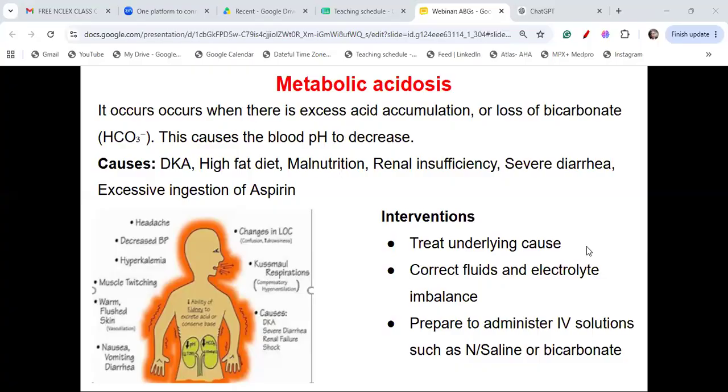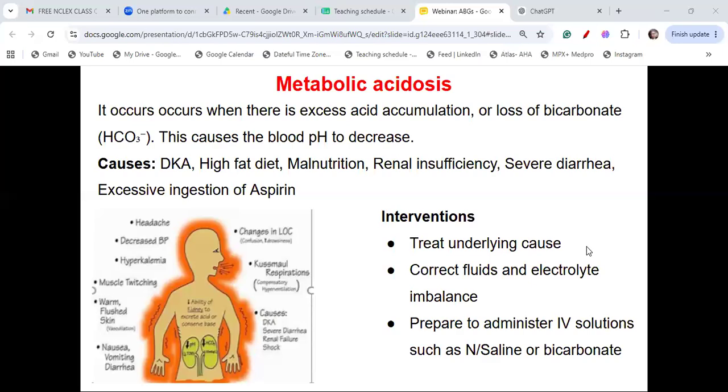Renal insufficiency, whereby the kidneys are not able to excrete hydrogen ions. Again, that is the same issue. Severe diarrhea, where there is loss of bicarbonate. We also have excessive ingestion of aspirin. But one thing about aspirin that you need to note is that early on, it causes hyperventilation, that is respiratory alkalosis. Then as toxicity worsens, it results in metabolic acidosis.